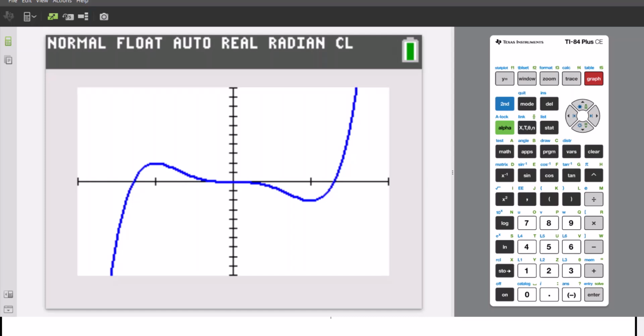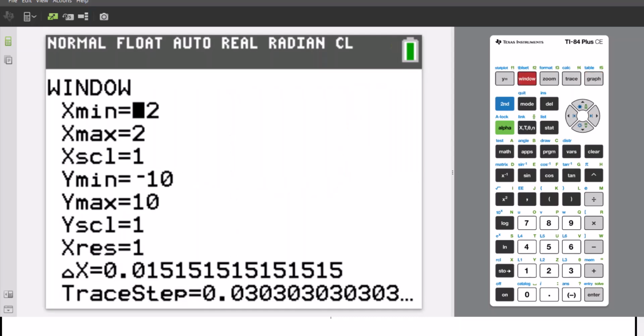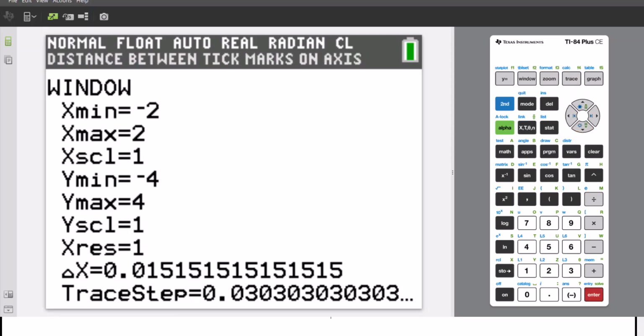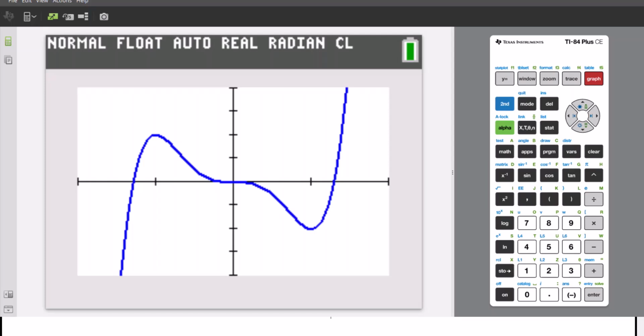But we also want to modify the y-coordinates. On paper, it seems like they're going from -4 on the y minimum all the way up to 4. So let's go ahead and do that. Clicking graph again, you can see the graph now looks beautiful, and we can trace as many points as we want and see what's going on and estimate everything.